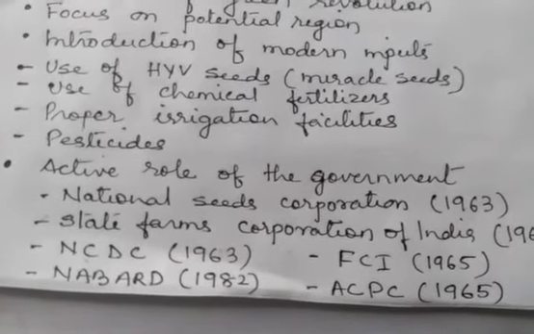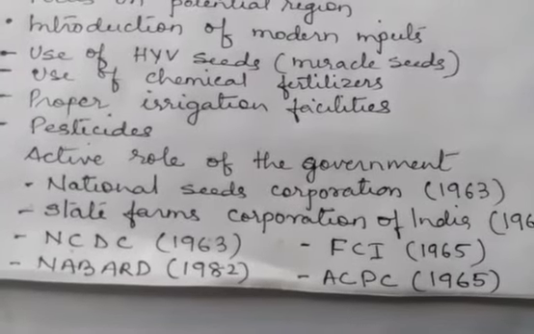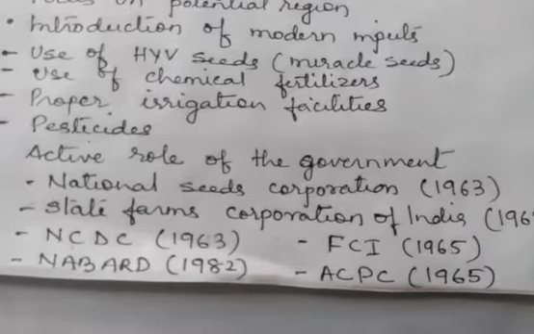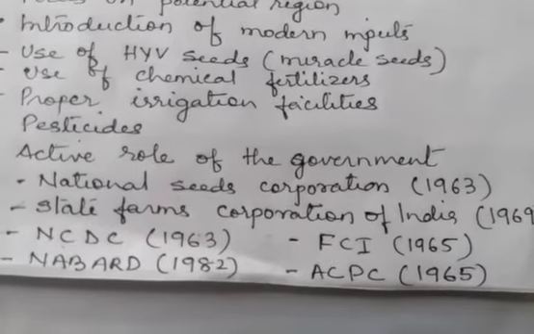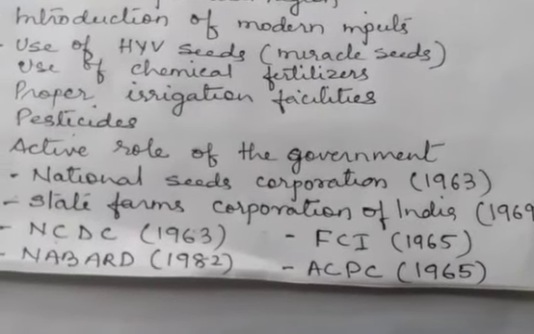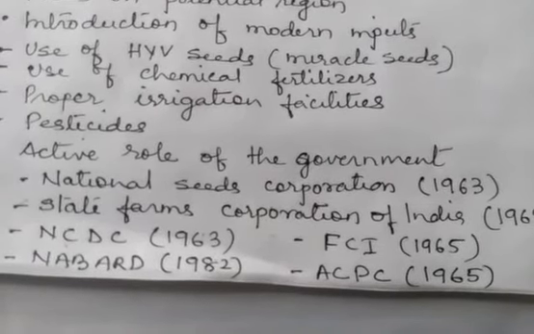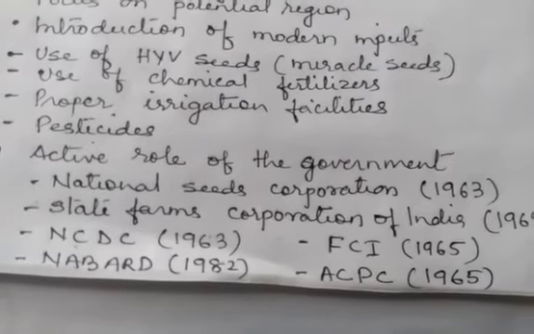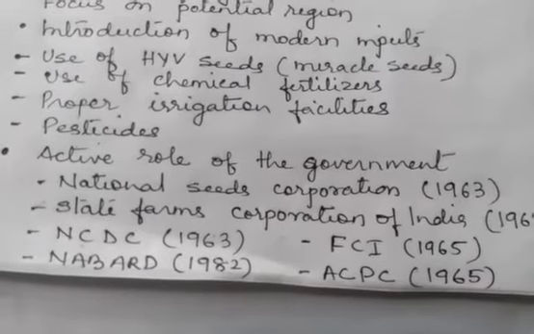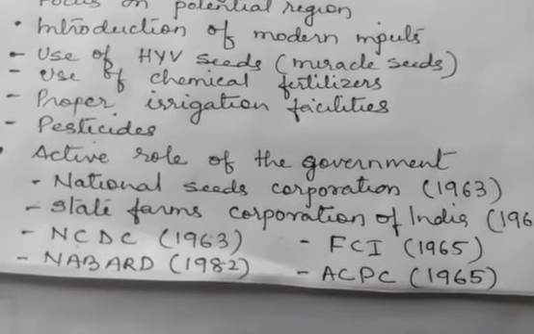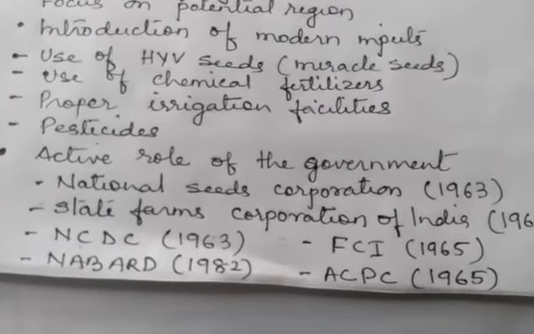So for that, various institutions and agencies were established, like the National Seeds Corporation, established for the seeds in 1963. State farms were arranged by the government under the State Farms Corporation of India in 1969. NCDC, that is the National Cooperative Development Corporation, was to develop cooperative farming in the country and to make use of small holdings by joining them together to use as cooperative farms. That was introduced in 1963.